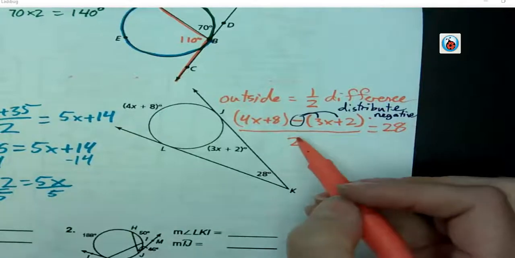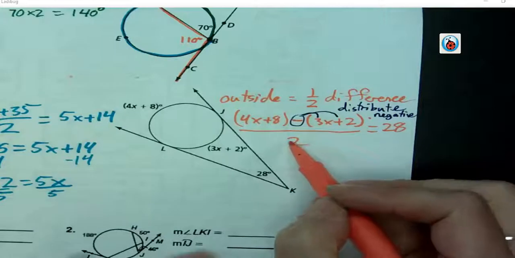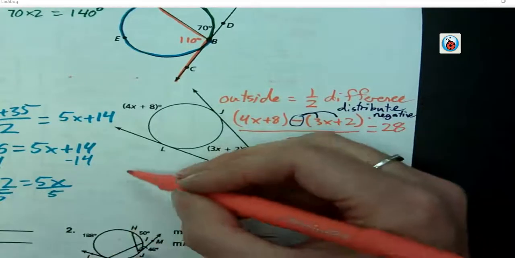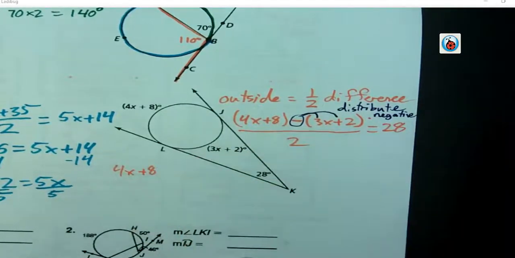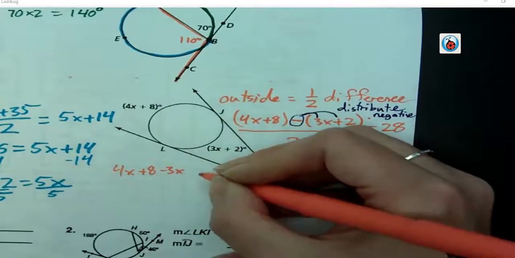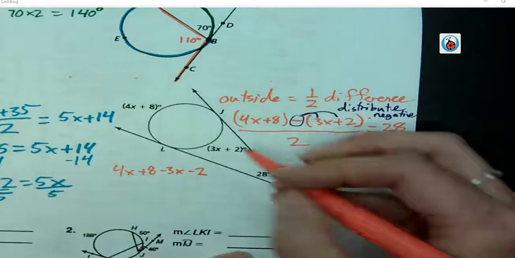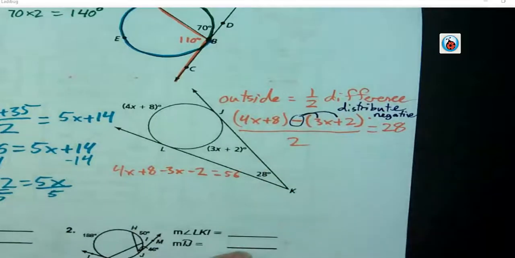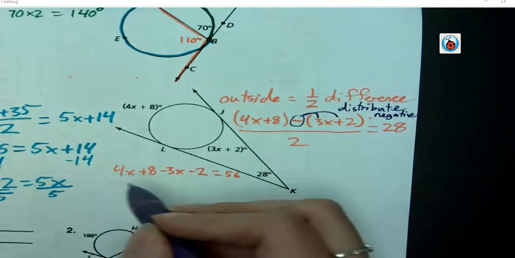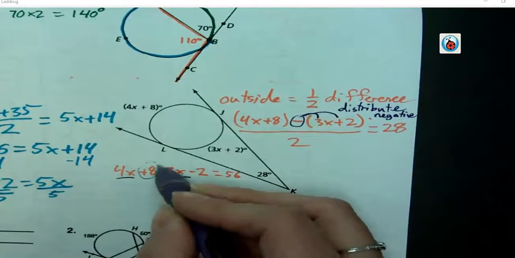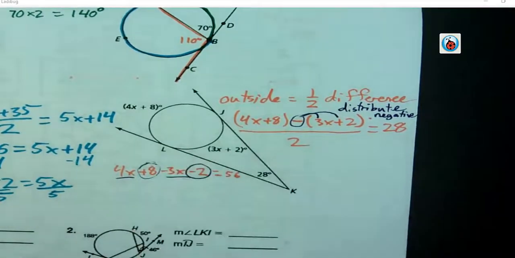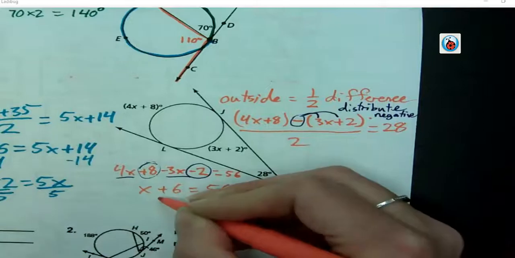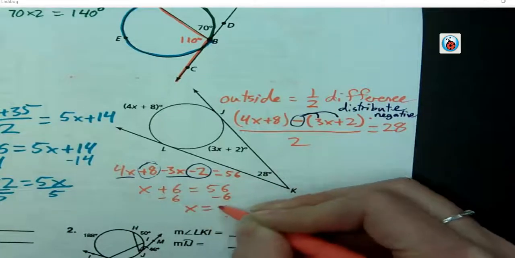And then the first thing I'm going to do is I don't want to deal with a fraction, and so I'm going to multiply both sides by 2. And so that means I have 4x plus 8 minus 3x minus 2, when I've distributed that negative, equals 28 times 2, which is 56. And then I solve. So I combine my like terms to get x plus 6 equals 56. Subtract 6 to get x equals 50.